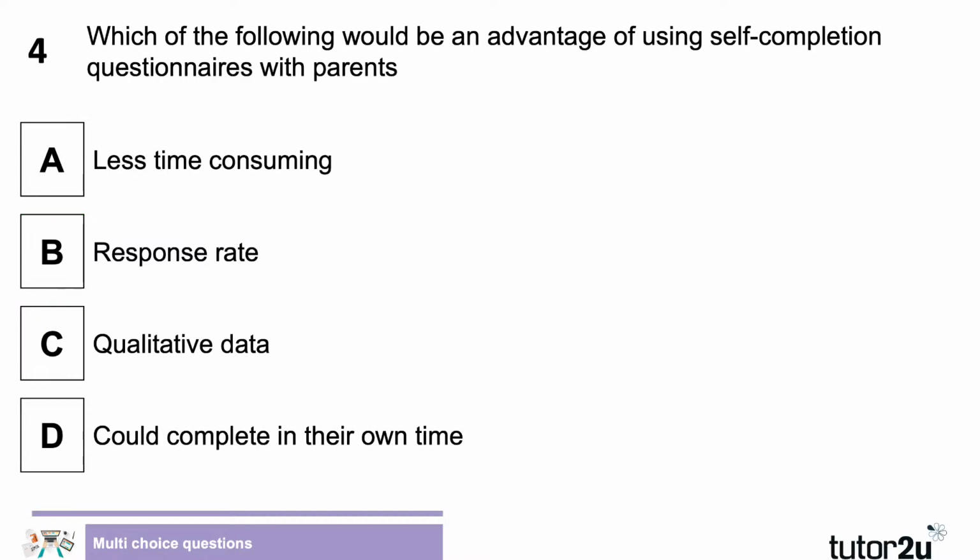Question number 4. Which of the following would be an advantage of using self-completion questionnaires with parents? So self-completion, where the researcher administers the questionnaire and allows the people to take it home. Is it A, less time consuming, B, response rate, C, it provides qualitative data, or D, could complete in their own time?